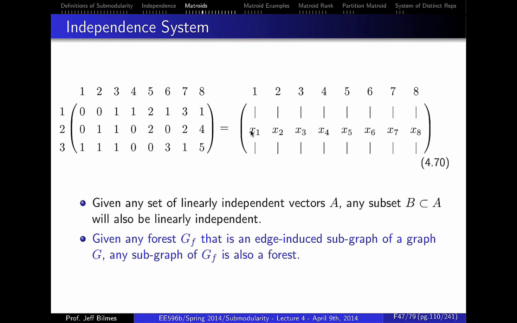And if you've got a graph, any forest, so any subset of the set of edges constituting a forest, not necessarily a spanning forest, is still going to be a forest. If you take subsets of edges, you're never going to add a cycle. You're never creating a cycle by removing edges from a tree or from a forest. So forests and trees are a hereditary system in the edge set of the graph.